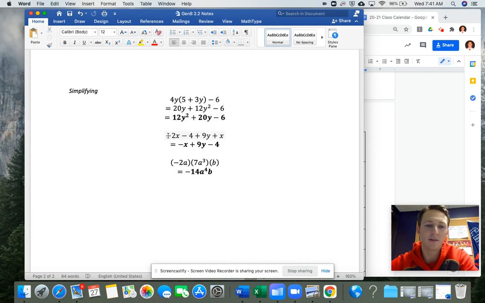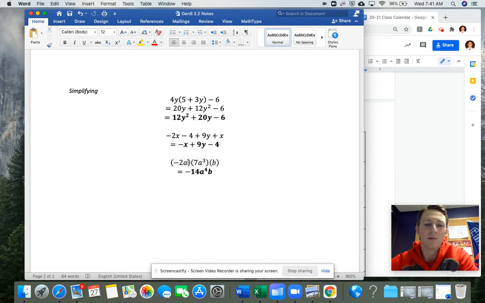In our second example, we have negative 2x minus 4 plus 9y plus x. Well, we have x's right here, a whole number, and a y. So let's combine our x's. We have negative 2x plus 1x. Negative 2 plus 1 is negative x. And we're just going to write out plus 9y minus 4.